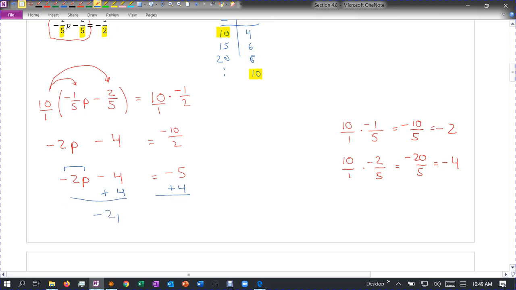We get negative 2p equals negative 1. And finally, divide both sides by negative 2 to get the p by itself. So p should equal... Now we do have a negative over negative here, which is positive, but we can't do anything with that fraction. It's just going to be 1/2. So p is 1/2.